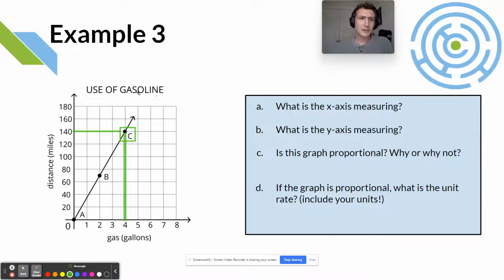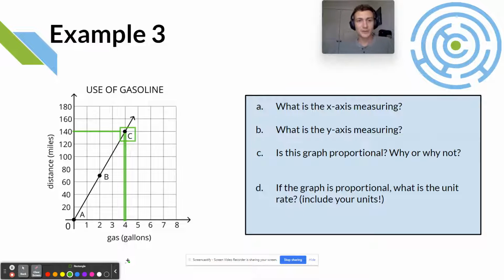140 miles. I'm assuming you're driving, unless you're using gasoline as what you're drinking, which you shouldn't. Never drink gasoline, kids. I hope you're not. Please don't drink. Bad idea. This is a car. We're going to say it's a car. 140 miles in 4 gallons of gas. It's definitely a car. That's great gas mileage.